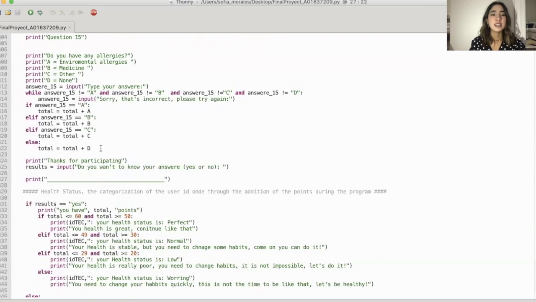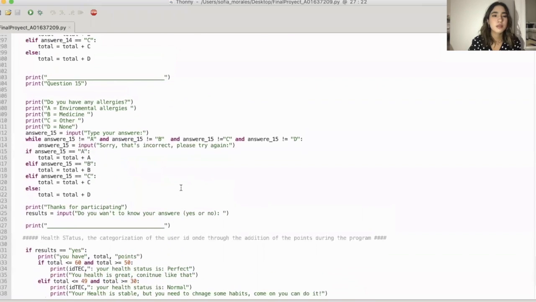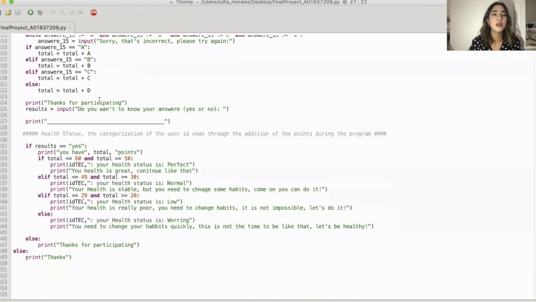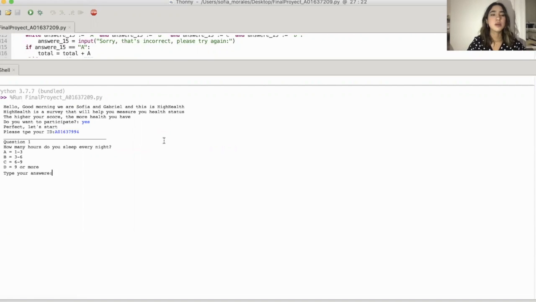that at the end you could get 4 different types of outcomes of answers. So you could get that your health status is perfect, normal, low, or worrying. Or in case that you didn't participate, you're just gonna get a thanks. And here we can see the outcomes. And now we're gonna have a quick look at how it works. So I'm gonna answer it as if I was just a normal person going to the doctor. And as I said before, these are the types of questions you get whenever you attend a doctor's appointment.